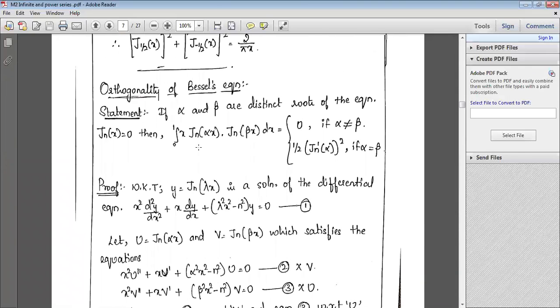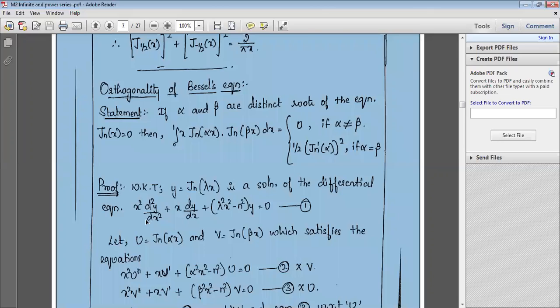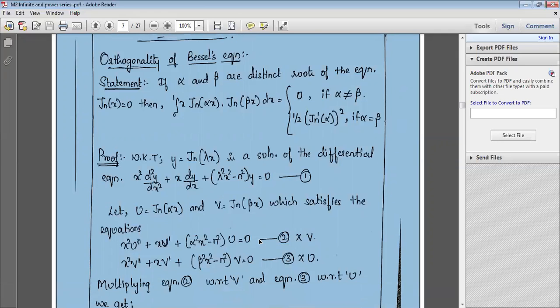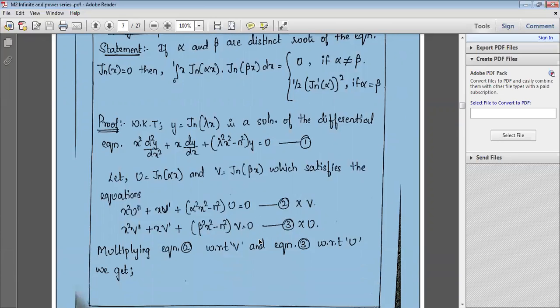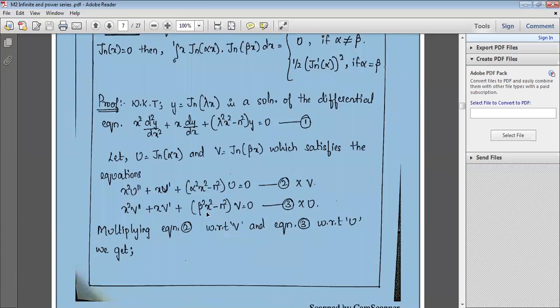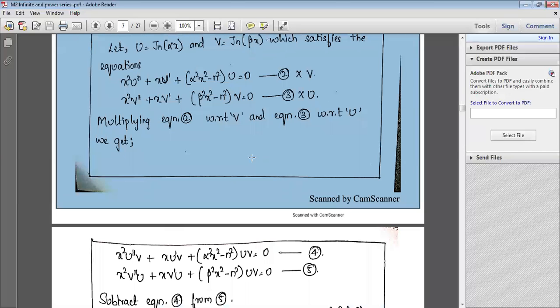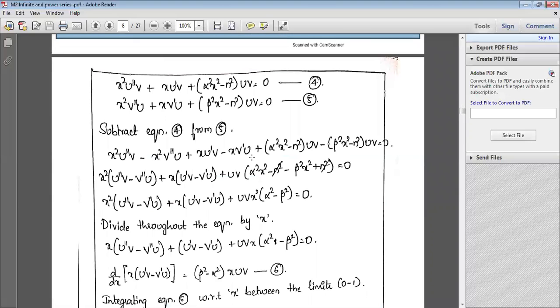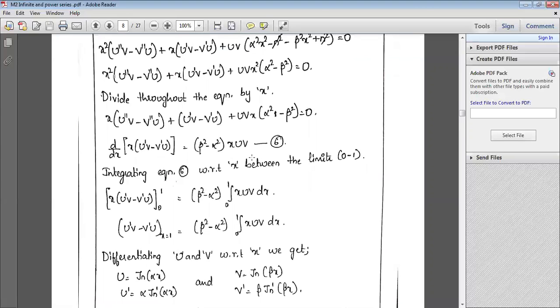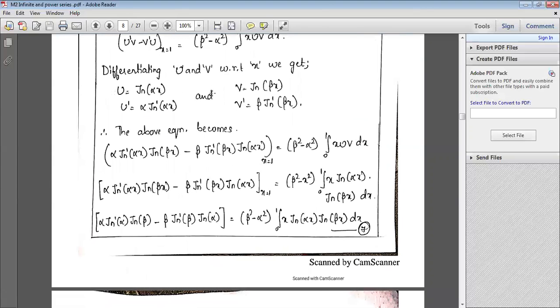See, 0 to 1, Jn of alpha x, Jn of beta x dx is equal to 0. This is the differential equation of x. Just substitute everything in that. x square u double dash plus x u dash plus alpha x square u is equal to 0, multiply by v for this, multiply u for this, because they have given y is equal to Jn of lambda x. Lambda is a scalar. You can take alpha and beta two times. Just subtract and divide by the value of x, you get two important formulas. That is the main important standard formula.